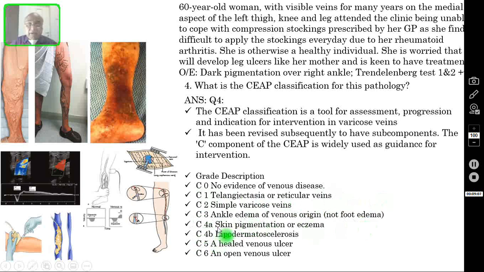C4A is skin pigmentation or eczema, that is your black coloration. C4B is lipodermatosclerosis, that is thickened and black color skin. C5 is healed venous ulcer. C6 is an open venous ulcer. So this is the classification.